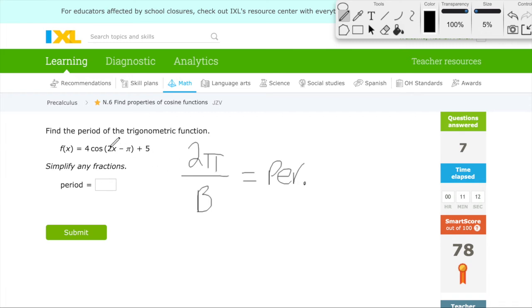B is this value right here, so in our case we would have 2 pi divided by 2, and then that equals our period. And these 2's would cancel, leaving just pi as our period. So I would say period length equals pi. That tells me the whole thing would get scrunched together and repeat by the time it gets to pi instead of 2 pi typically.